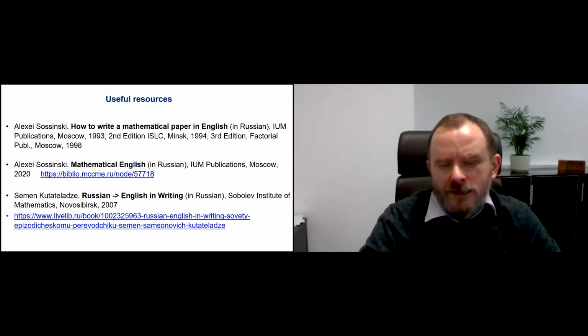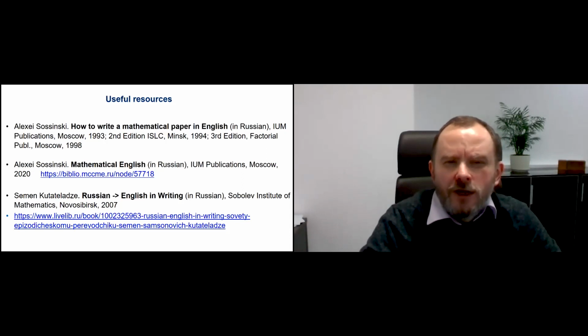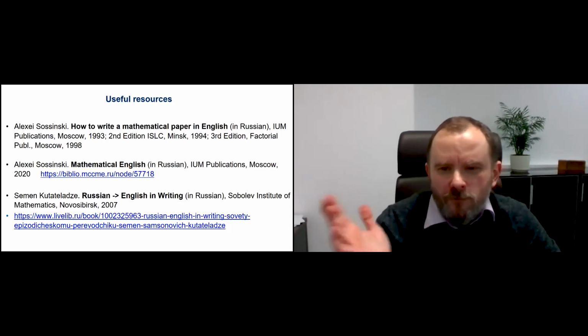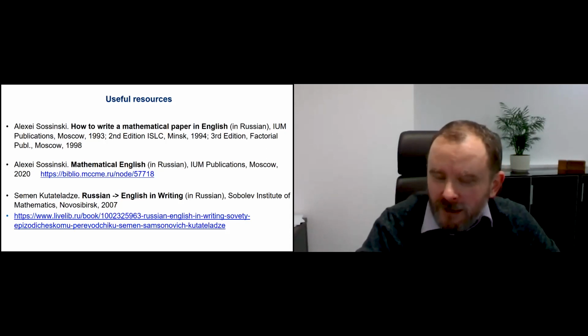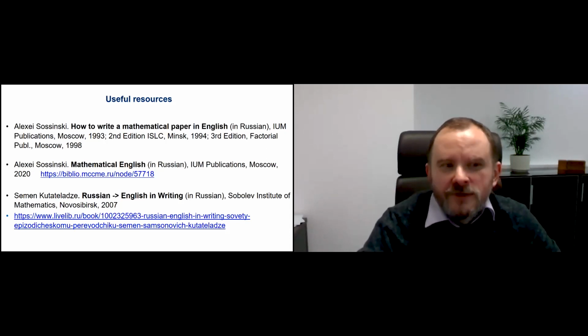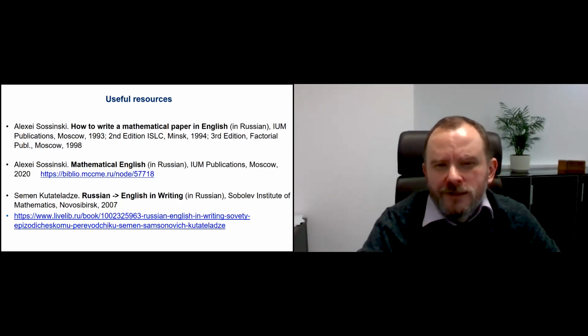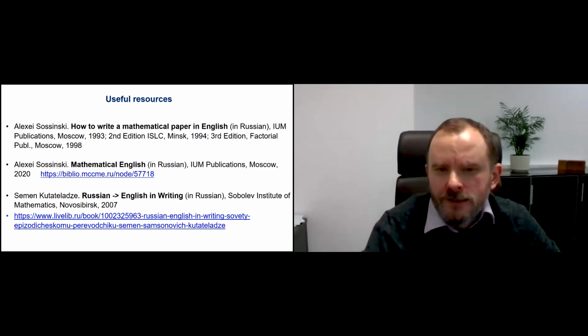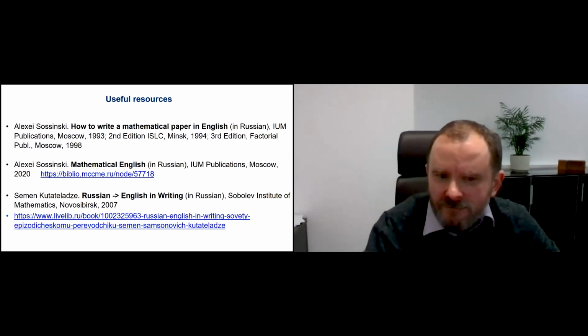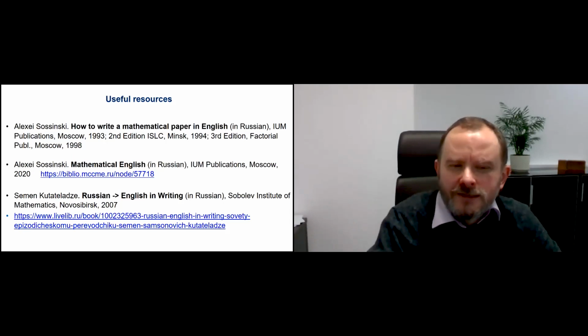And there are some excellent books written by Alexei Sossinsky. The first one is How to Write a Mathematical Paper in English. This is from my, I would not say childhood, but from my very young years. I use it a lot. And there is some axiomatic approach to articles. Some people disagree with Alexei Branislavich's opinion, but in any case, this is a good source to think about this and to understand what the problems are. It contains a list of recommended phrases which can be used in mathematical text standardly.